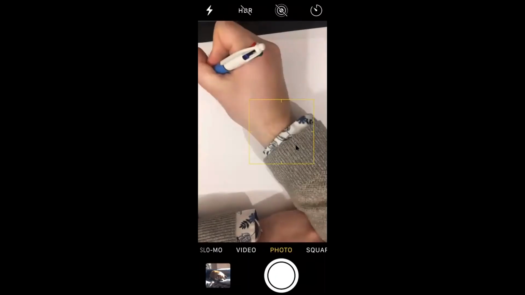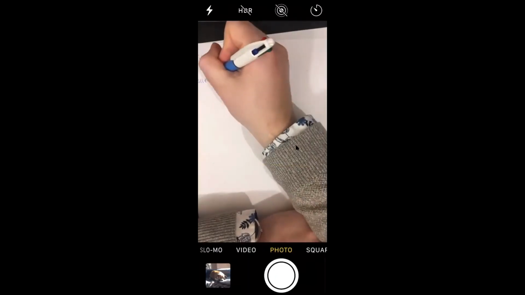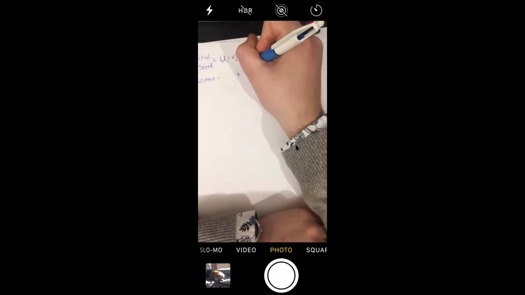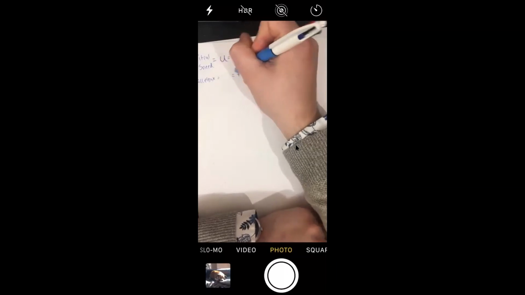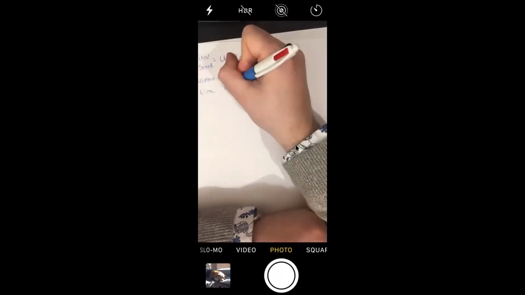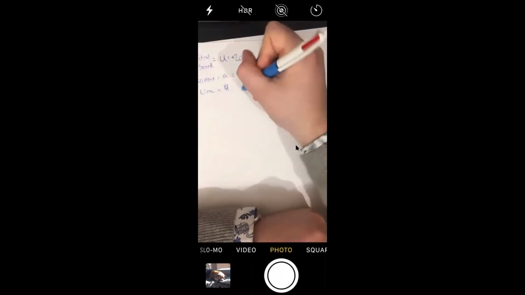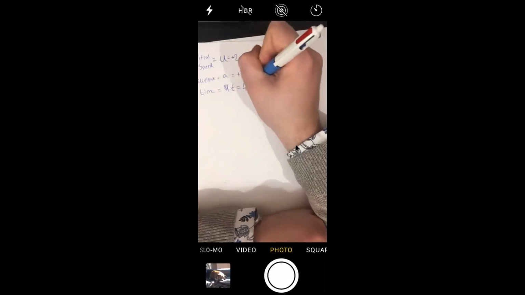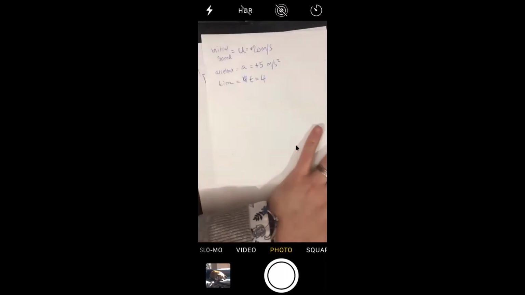Then you accelerate at 5 meters per second. Now that's going to make us go faster, so we're going to say positive 5, in the same direction. The symbol for acceleration, by the way, is a. And we do that for a time of 4 seconds. Time doesn't need a sign because time doesn't have a direction.